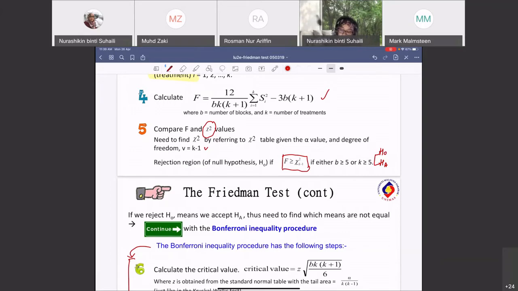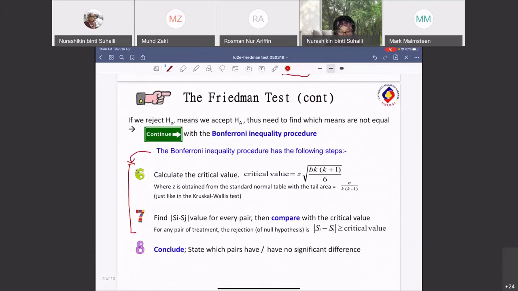But if, let's say here, at this point, you accept the alternative hypothesis, it means that you have to find next which pairs have the difference. So you have to proceed with the Bonferroni inequality procedure. These are the steps after step 5 just now. Steps 6 and 7 are called the Bonferroni inequality procedure. So it's the same thing as Kruskal's, but in this one the critical value formula is different because it has a b over here. So this one you have to take note.